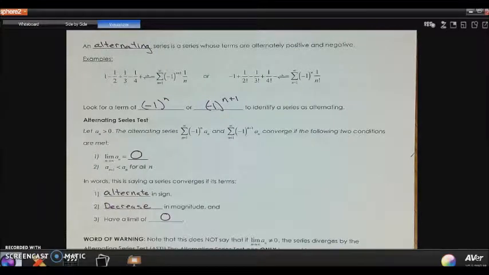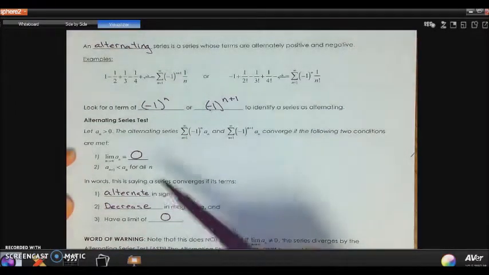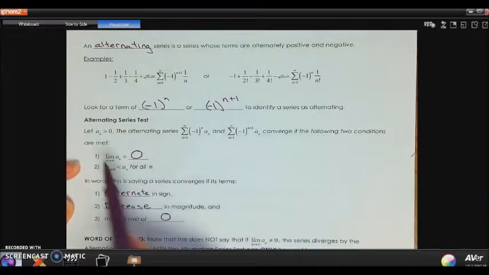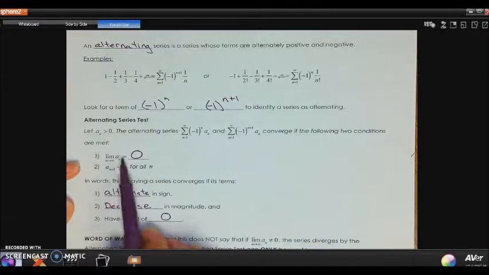When we're working a problem and trying to figure out what test to use, that's going to be your big clue. The alternating series test is a little bit obvious because it's going to have a -1 in there somewhere. So keep your eyes peeled for that, and if you see it, the alternating series test would be a good one to try. And similar with our other tests, there are conditions that have to be met. The first condition you want to write is that the limit as n approaches infinity is 0.